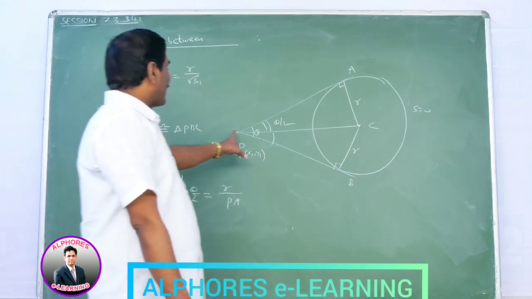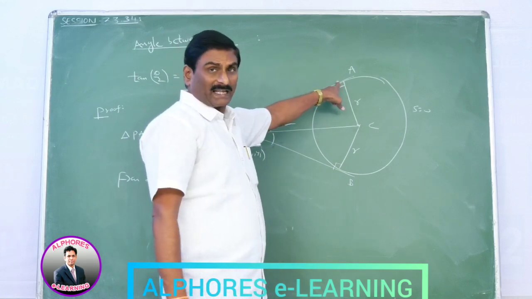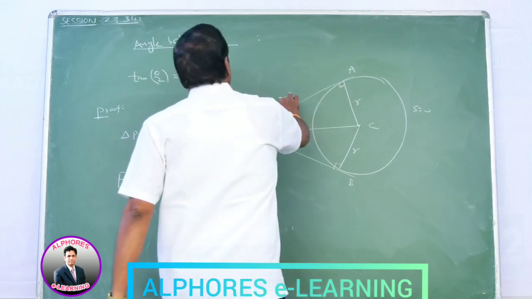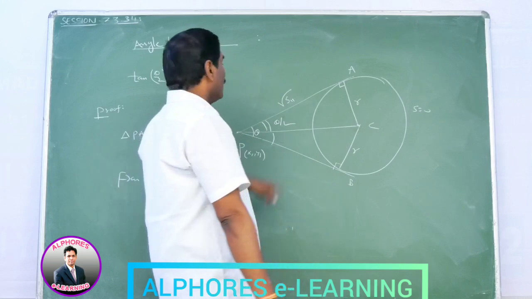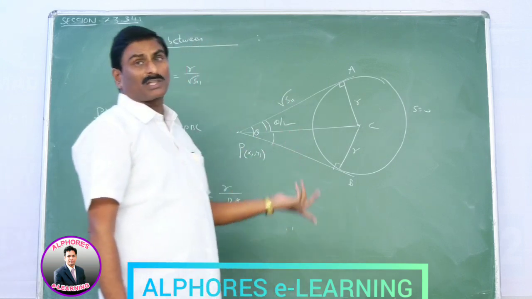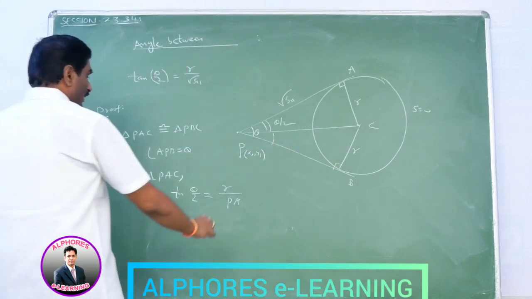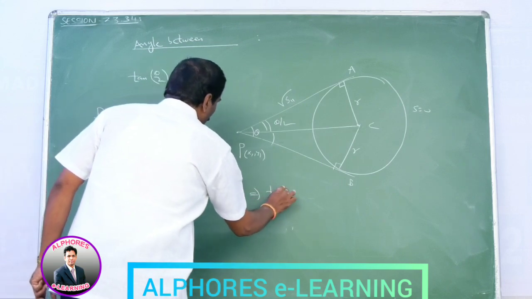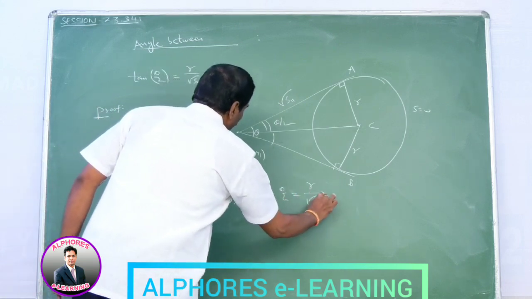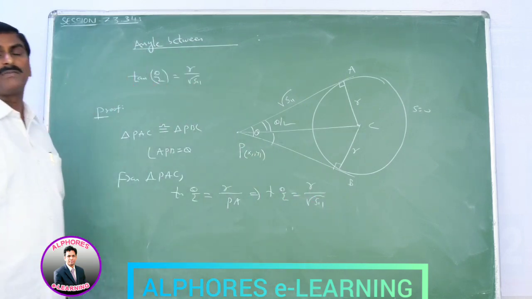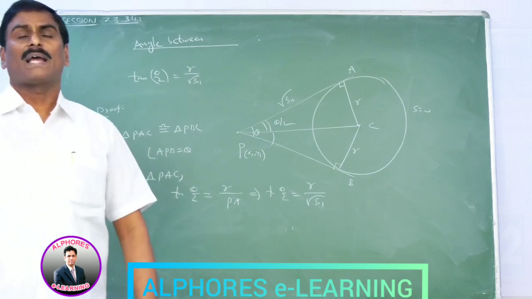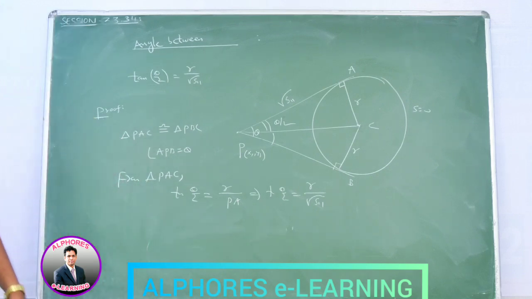PA is nothing but the length of the tangent from P to the circle. The length of the tangent from P to the circle is equal to root S11. PA is equal to PB is equal to root S11. Both are equal. That means tan theta by 2 is equal to R by root S11. To find the angle between the tangents, we use this formula: tan theta by 2 is equal to R by root S11. Okay.